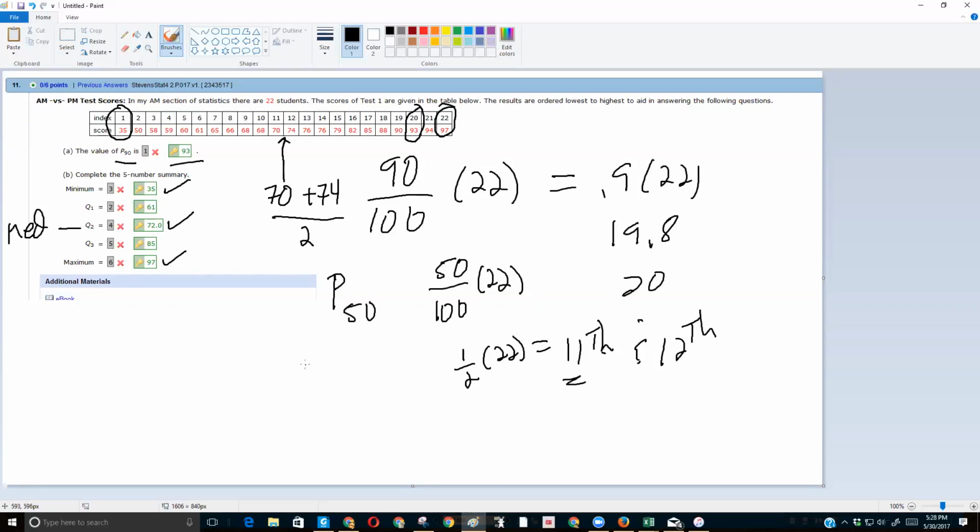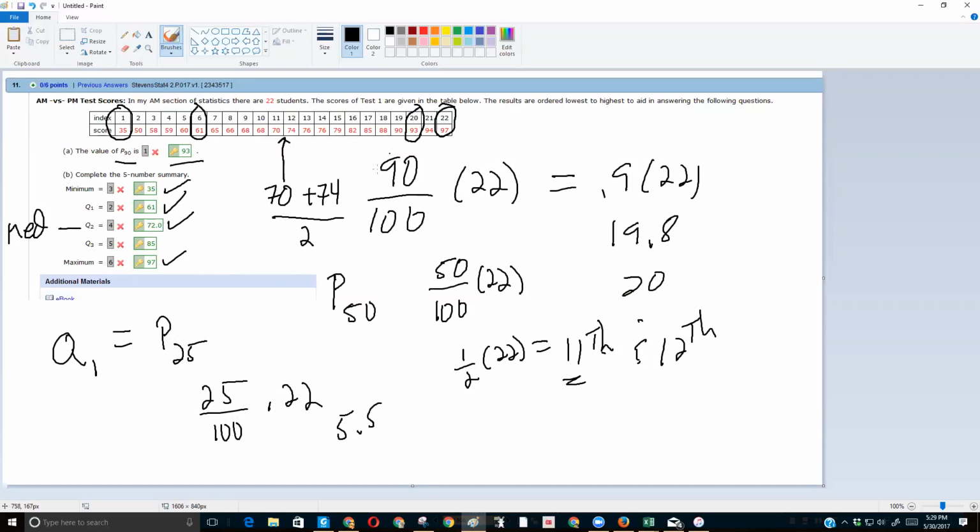And then we can do the same thing for the lower quartile. The lower quartile is the same thing as the 25th percentile. So 25 divided by 100 times 22 should be 5.5. So I'm going to round up because that isn't a whole number. So the 6th number should be the lower quartile, and they're telling me 61, and that's what they're getting for an answer.